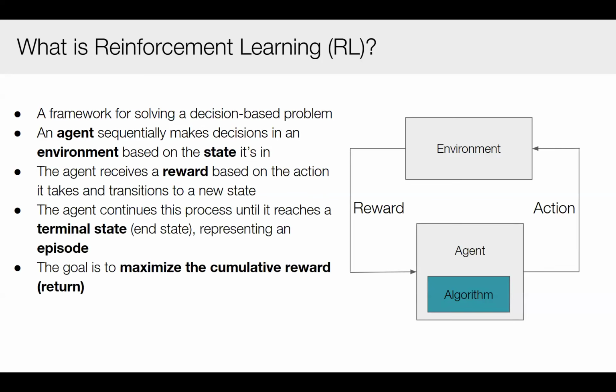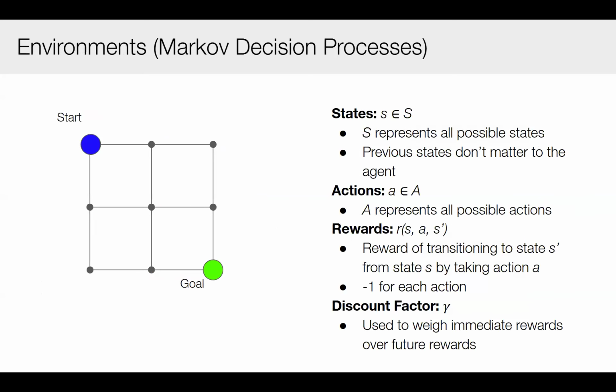The agent will continue this process until it reaches what's called a terminal state. What that means is that there's no more actions to take from this state. So when this happens, the episode, which is basically the whole process from the start state to the terminal state, will end. So the goal is that over time, over multiple episodes, the agent is able to maximize the cumulative reward, also called the return, by taking the most optimal actions it can. So let's go into what an environment would actually look like with an example.